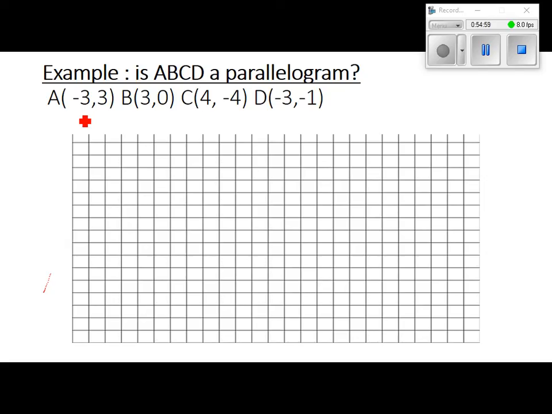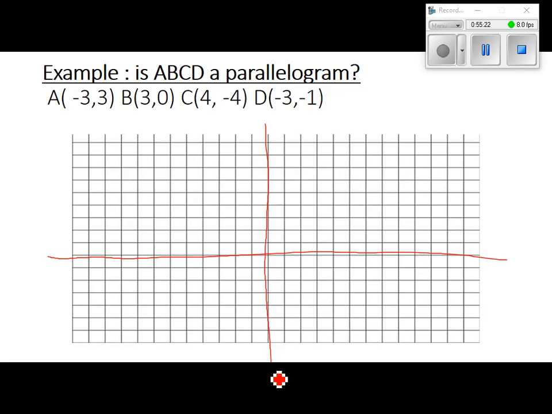Look at my numbers here. What do we have? From -3 to 4 for x, and -4 to 3 for y. So we could probably be about right in the middle, couldn't we? That's my x-axis. That's my y-axis.